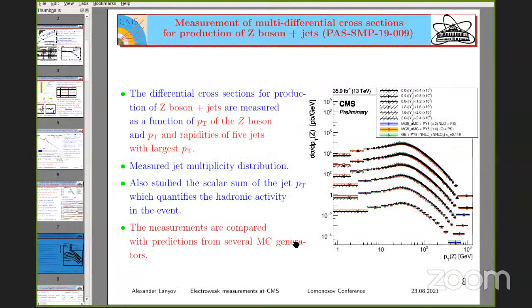Okay, the next analysis is the measurement of multi-differential cross sections for production of Z boson plus jets. And here we plot pT in different ranges of rapidity. And there is also a comparison with Monte Carlo. So of course, leading order is not very well reproduced, but next-to-leading order and next-to-next-to-leading order are reproduced rather well here.